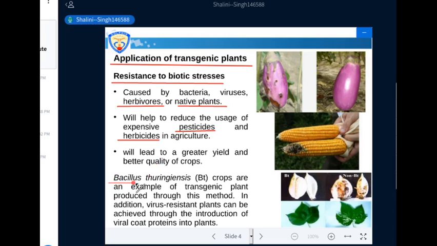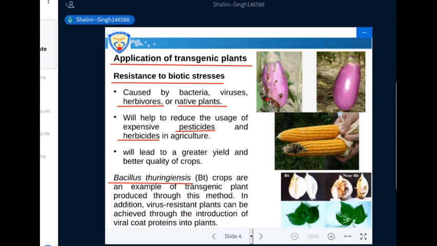Bacillus thuringiensis genes have been inserted in plants for having insect resistance. Such crops are known as Bt crops, and these are an example of transgenic plants produced through this method. In addition, virus resistant plants can be achieved through the introduction of viral coat protein into plants.